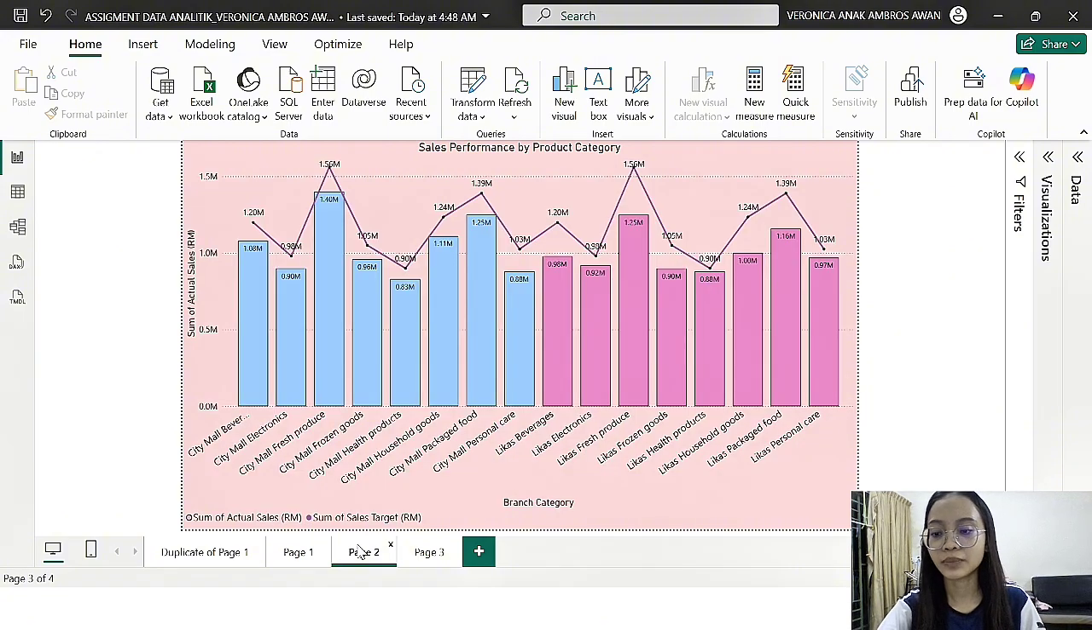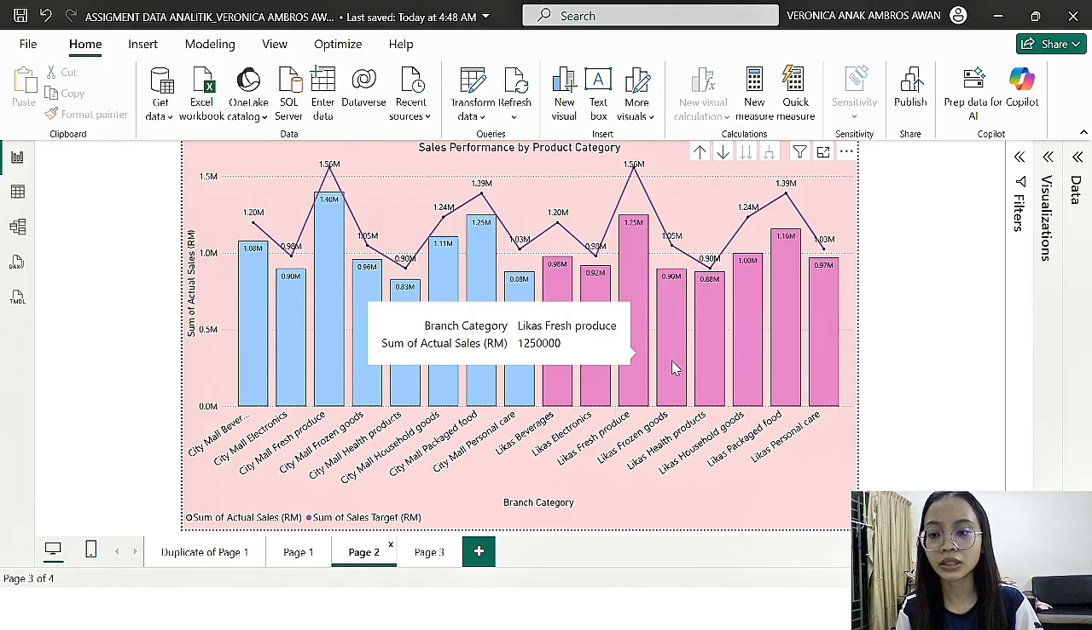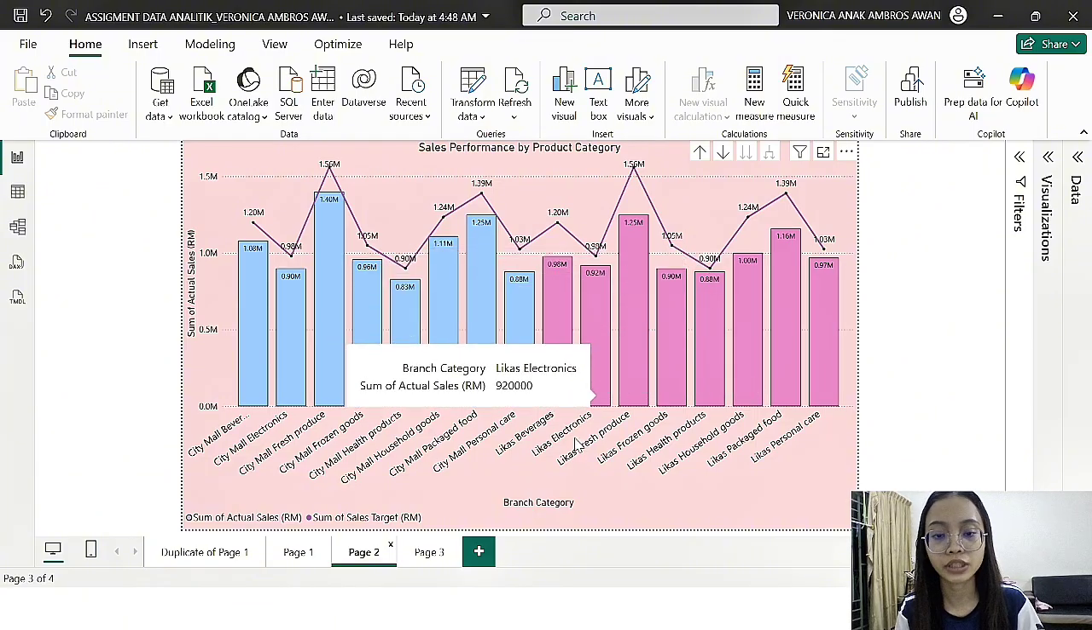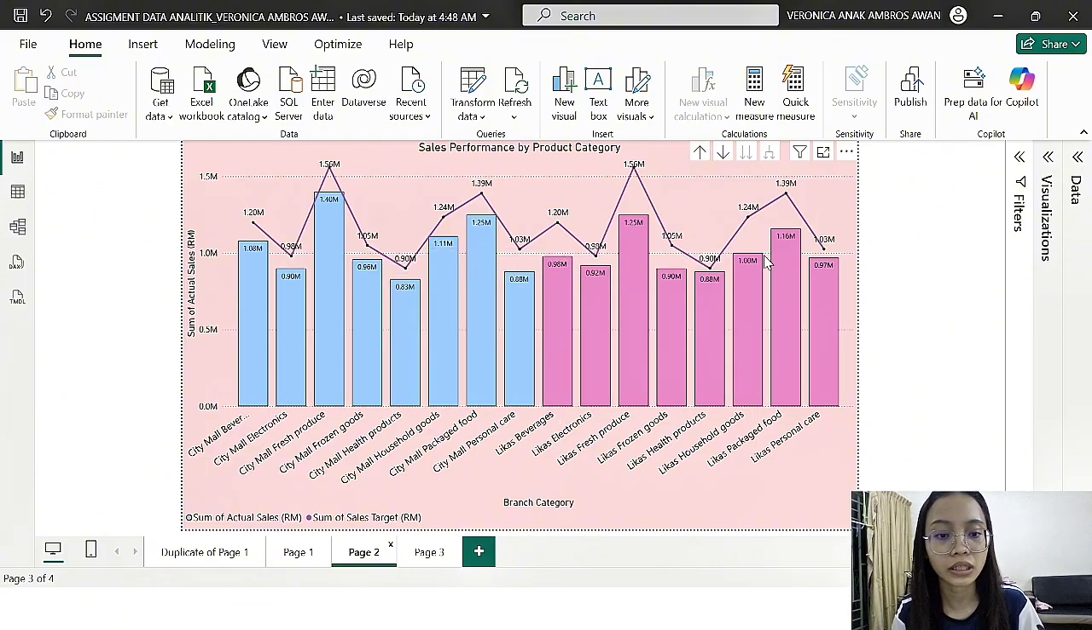Alright, now we move to the second graph. This graph shows how actual sales performance aligns with the sales target. At City Mall, we can see that all the categories are below the target, but the actual sales are still closer to the target compared to Likas. At Likas, actual sales are much lower in every category, so the gap between actual sales and target is bigger. For example, Likas beverages and household goods.